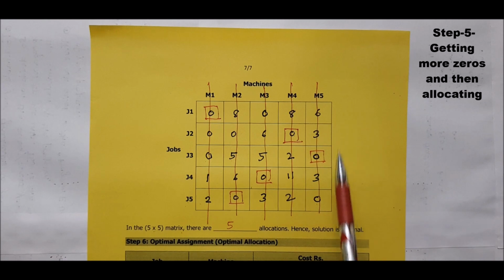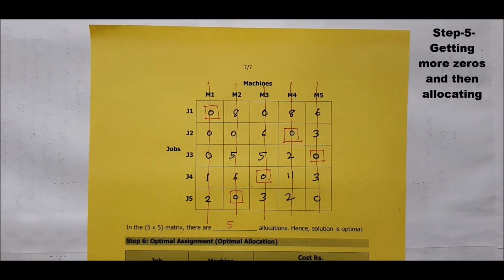And once the optimal allocation has been achieved, the answer has to be written in a proper manner. Which job has to be allocated to which machine and what is the cost. That is what we are going to write: the optimal allocation and the associated costs and the final optimal total cost in a table. That will be step 6.